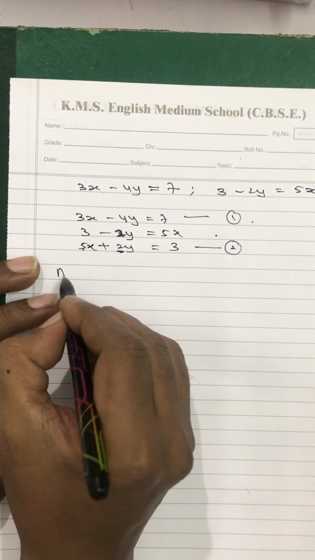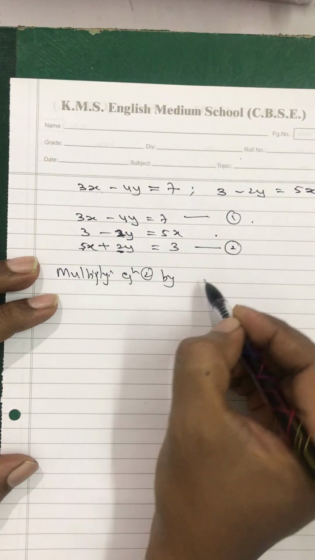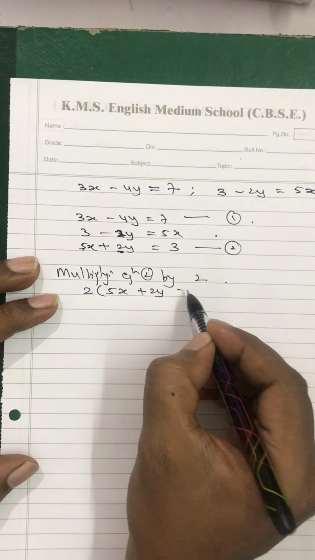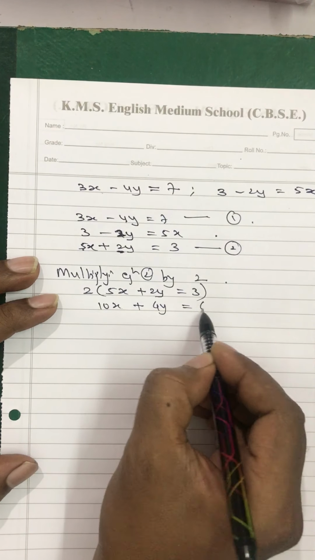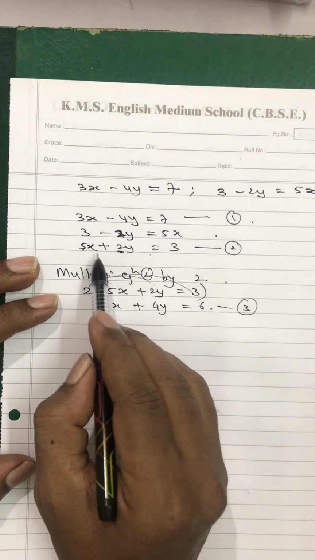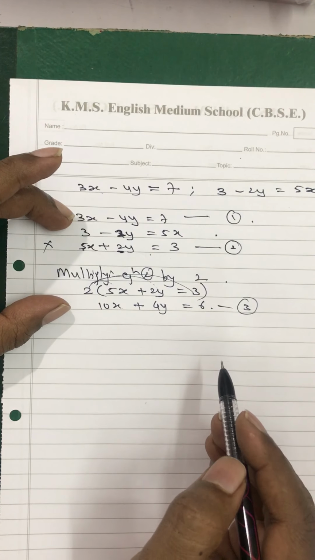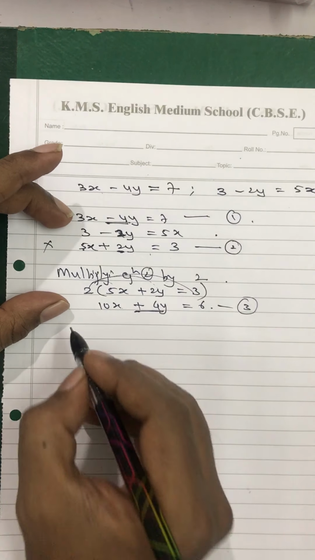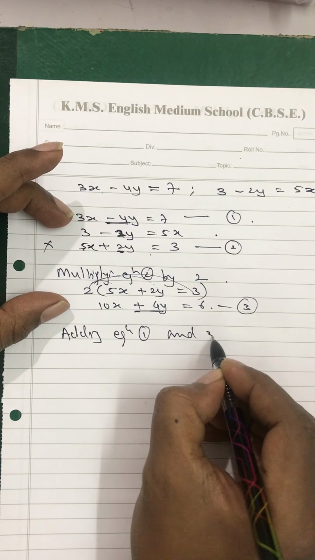Okay, so multiplying equation 2 by 2, 5x plus 2y is equal to 3. What do I get? 10x plus 4y is equal to 6. You have to multiply these two everywhere. Okay, fine. So now I have multiplied equation 2. So this I will have to ignore for the time being. First and 3. Now see, they have opposite signs, so you will add. Adding equation 1 and 3.